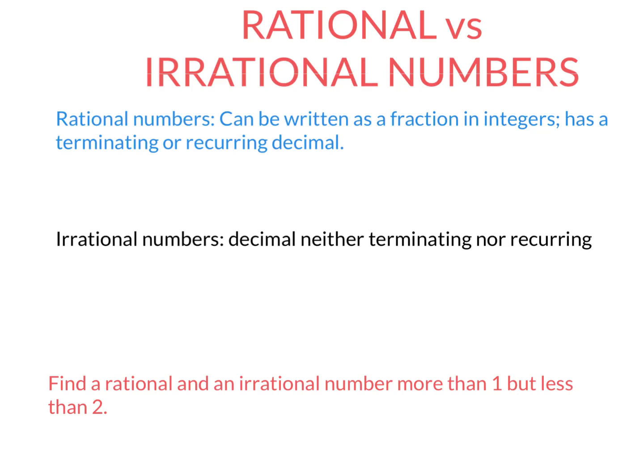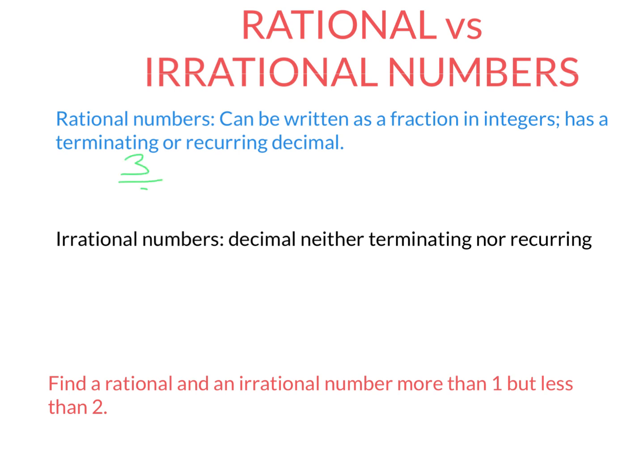Thank you so much for tuning into this video in which we will look at rational and irrational numbers. So a number is said to be rational if you can write it as a fraction in the integers and it has a terminating or recurring decimal. So what does that mean? It means any fraction with integers is a rational number.